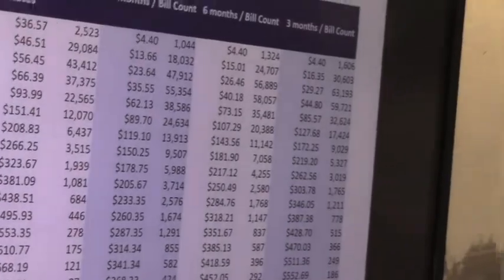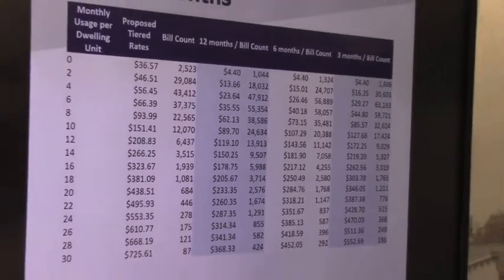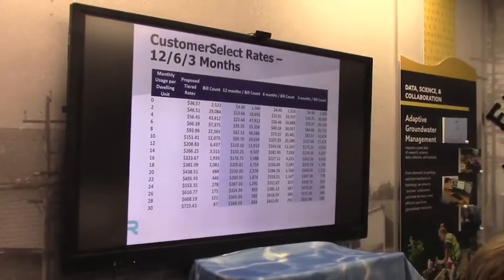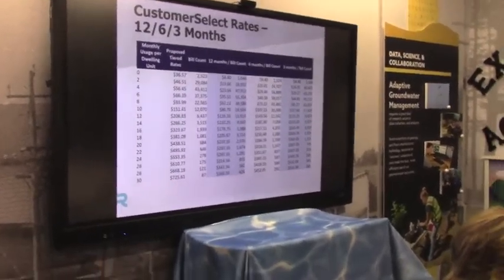If you present this to customers, I mean, just the left-hand side of what this is gonna be, it's very, very hard for them to understand what they ought to be doing. And remember, it's customer select, not utility select.